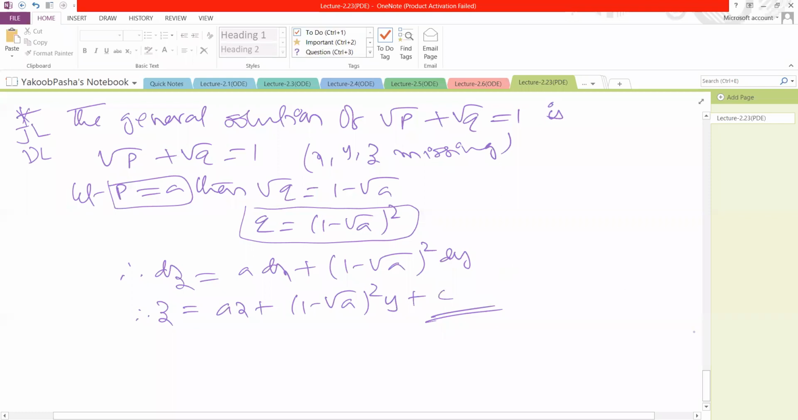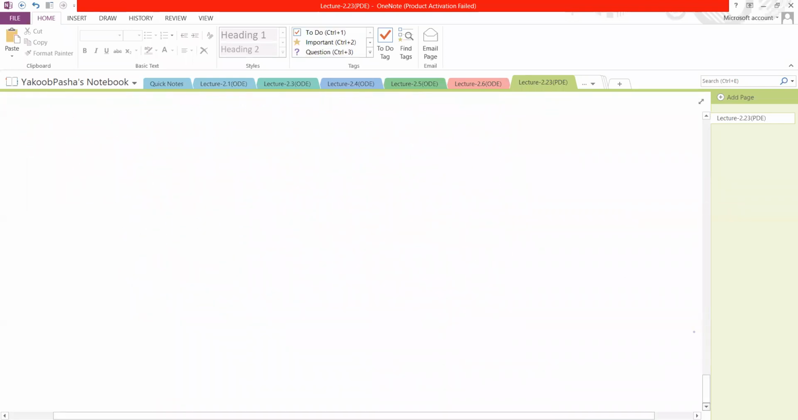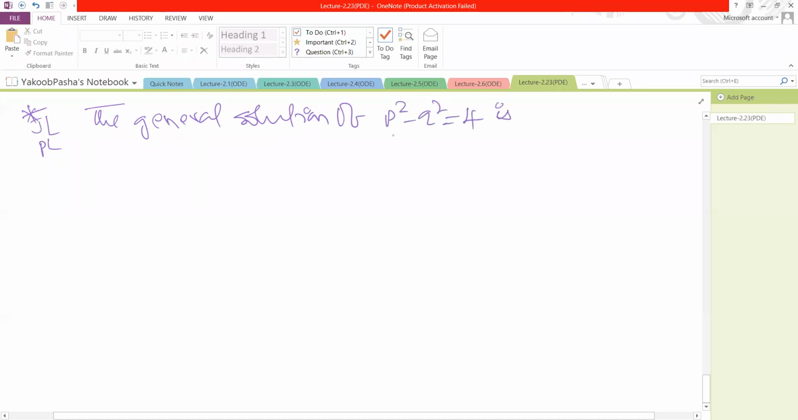Now I am taking another problem from JL and PL. The general solution of P square minus Q square is equal to 4 is. Clearly, I am writing first equation P square minus Q square equal to 4. Clearly, we can see that x, y, z are missing. When x, y, z are missing, we have to take P is equal to A.